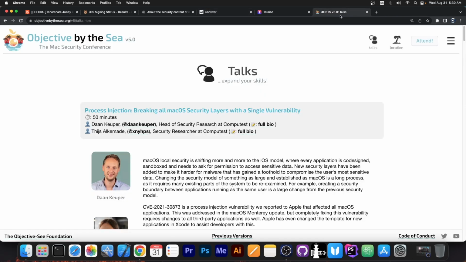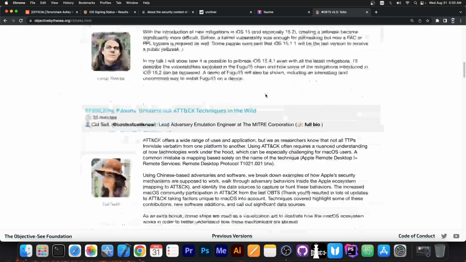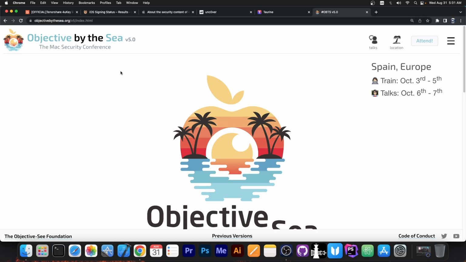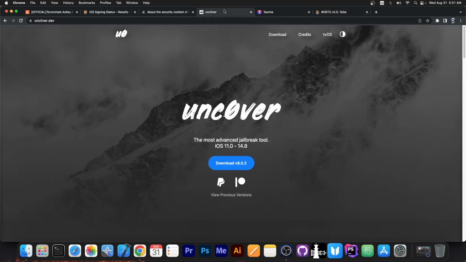But another thing that is coming soon is basically from the Objective by the Sea. If you remember, I talked about this a couple of weeks ago. Linus Henze will present Fugu15, which will definitely work up to 15.4.1 and possibly even 15.5 beta, and this is taking place between October the 6th to October the 7th, so pretty soon, in about a month or so, which is not that bad. And that is actually quite nice, because Fugu14 was actually used in Uncover to make an untethered Uncover for iOS 14.